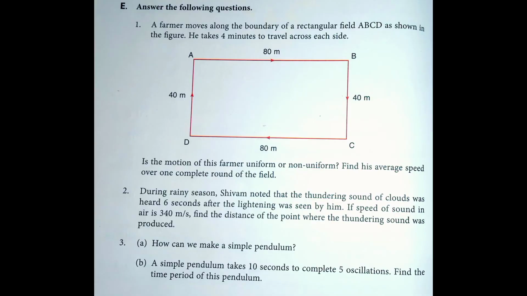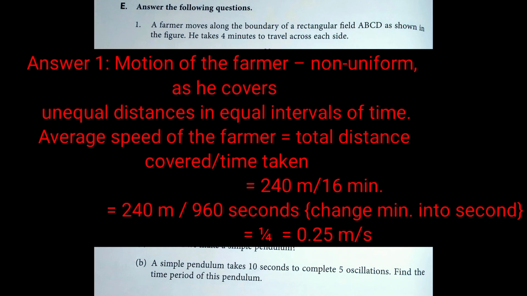Part E. Answer the following questions. Question number 1. A farmer moves along a boundary of a rectangular field ABCD as shown in the figure. He takes 4 minutes to travel across each side. Is the motion of this farmer uniform or non-uniform? Find his average speed over one complete round of the field. Answer.